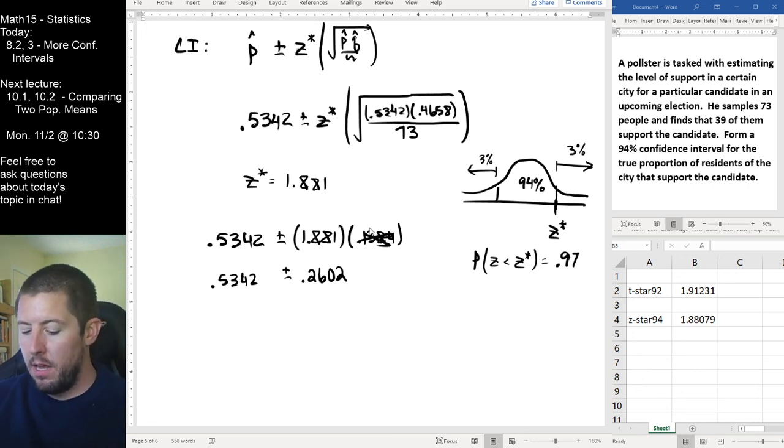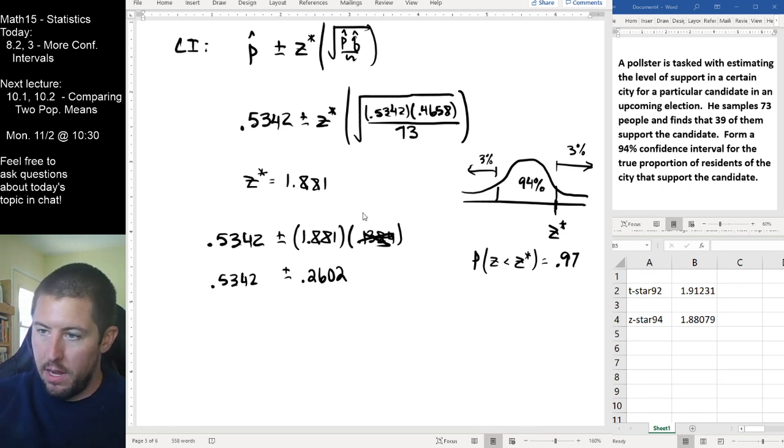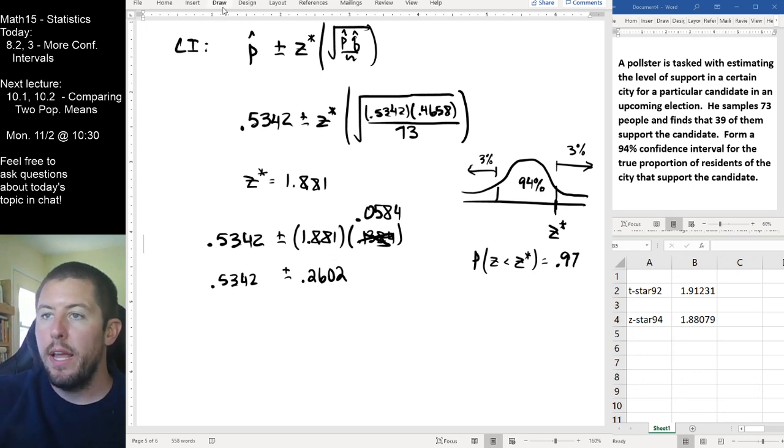So now I'm going to get 0.5342 times 0.4658 divided by 73. Take the square root of that guy. And now I'm getting a much more reasonable answer right here of 0.0584. So this is telling me that my, oh wait, I have to multiply by the 1.881.